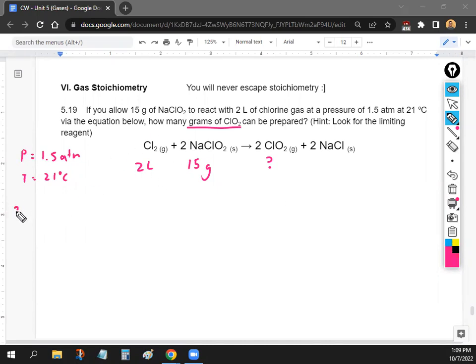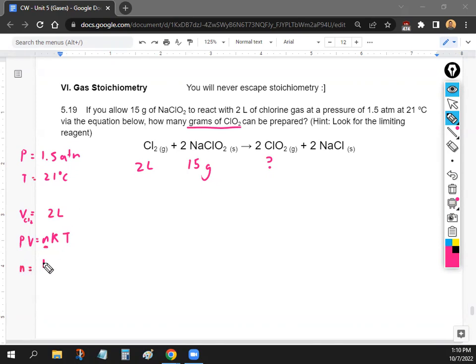So it tells us that we have 2 liters of chlorine gas, okay? This is obviously going to be the volume. So the volume of chlorine gas is 2 liters. Now we have the pressure, the temperature, and the volume. And so what we can do is use the ideal gas law, PV equals nRT, because that'll allow us to find the moles of chlorine gas. So far, so good?